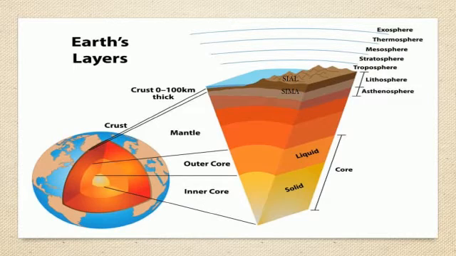Then comes the mantle. This layer comes below the crust, as you can see. It is made up of molten magma and it is about 2900 km between the crust and the core. Then comes the innermost part of our earth, that is core. It is the center of the earth. It is also known as barysphere. This core is made up of nickel and iron. Thus, it is known as NIF.